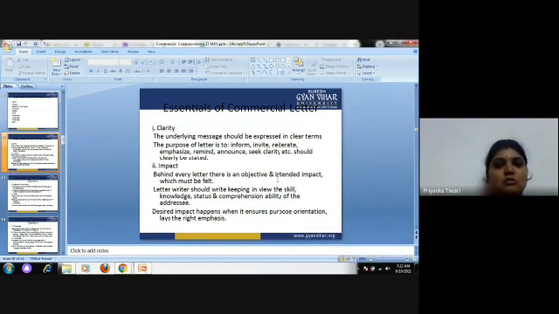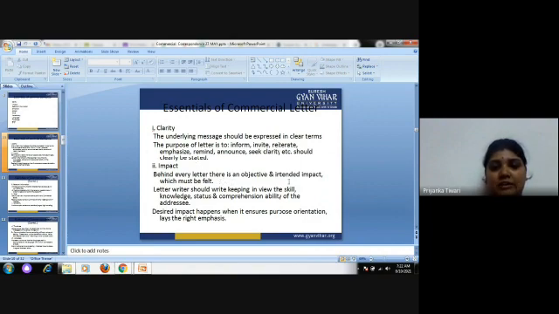Clarity: the underlying message should be expressed in clear terms. The purpose of a letter is to inform, guide, emphasize, remind, and announce, and it should clearly be stated.